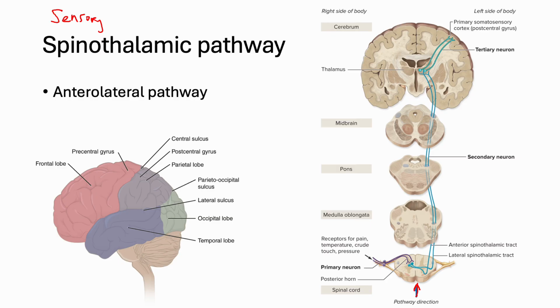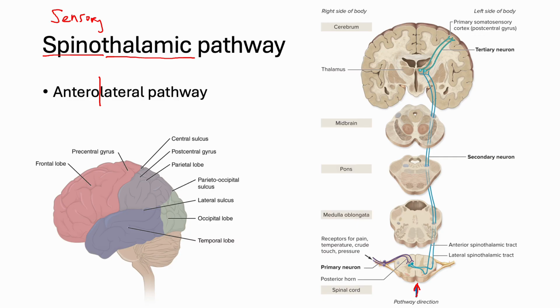Now, the other way that I know that the direction is ascending is by the name of the pathway. Spino, which means spinal cord. Thalamic, which means our thalamus, right? So that means it's going from the spinal cord to the thalamus, so it's ascending to the brain. Now, another name for this pathway is the anterolateral. So if you divide that in half, that's talking about there can be two different tracks of white matter that this travels on depending on where in the body and the type of information.